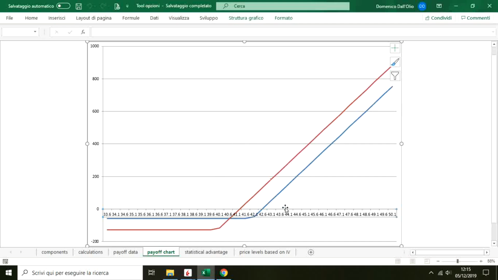The two strategies compared: if you take the call 42, you will risk to lose less, just $57 instead of 127, but you will reach the parity much farther, at 42.57 instead of 41.27. And then the profit will be higher with the at the money call in respect with the out of the money one. Okay, given the same spot price at maturity, the gain is higher with the at the money call instead of what happens with the out of the money one.